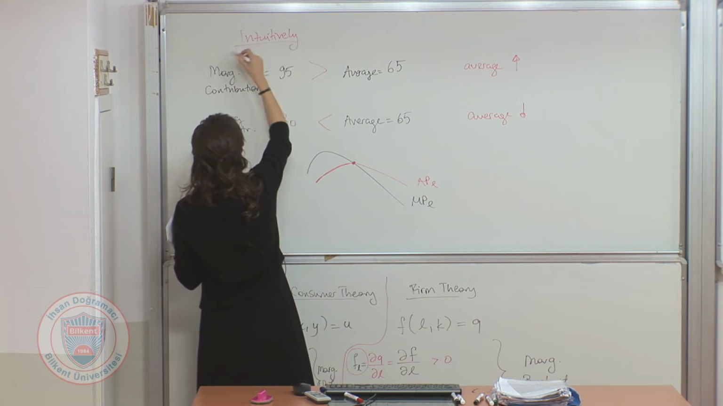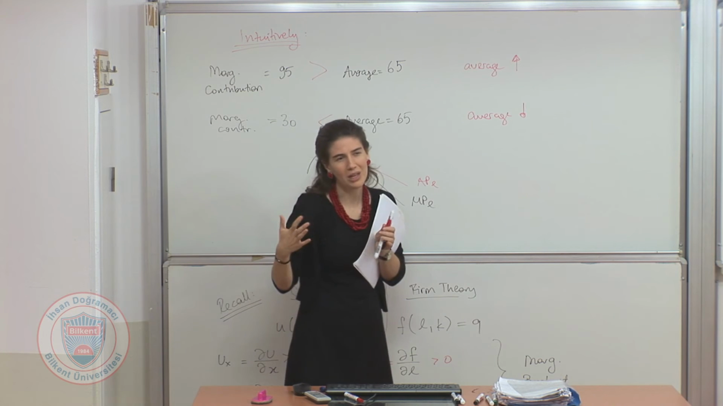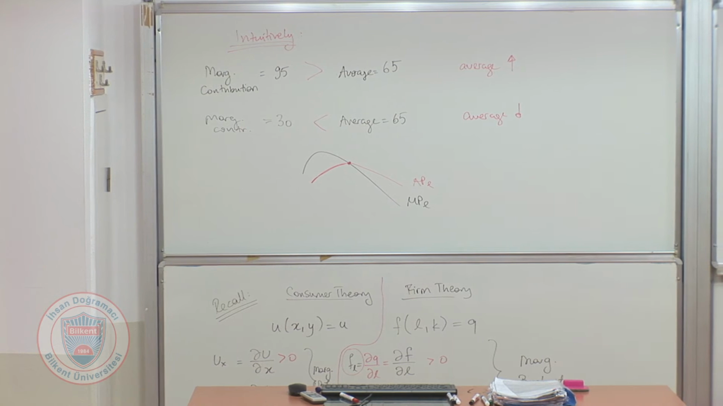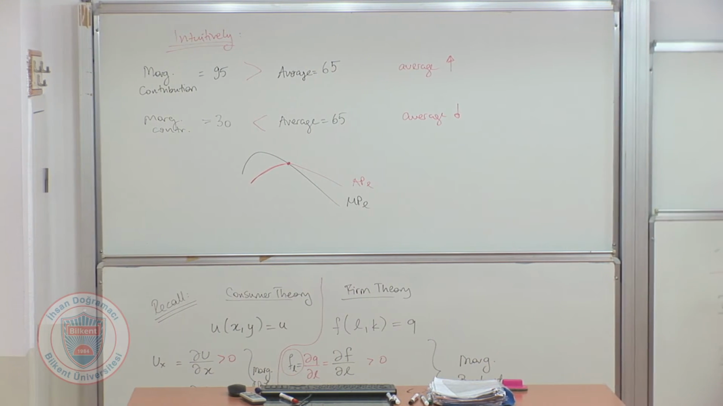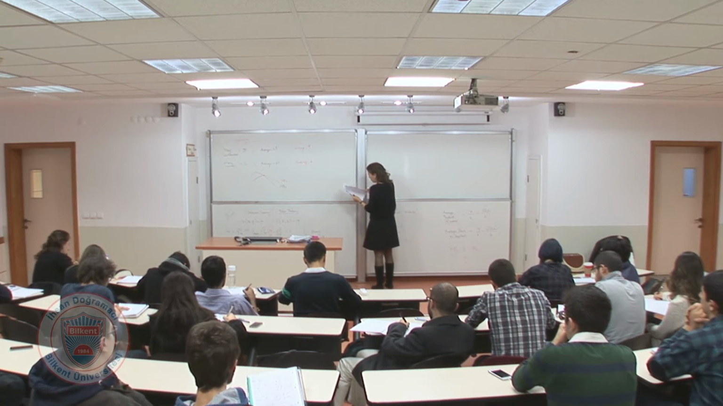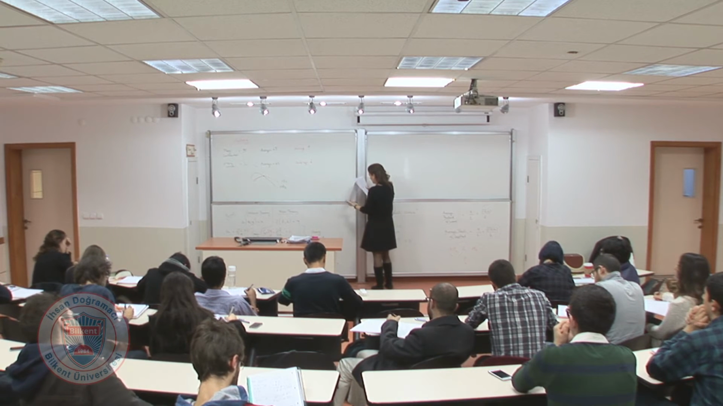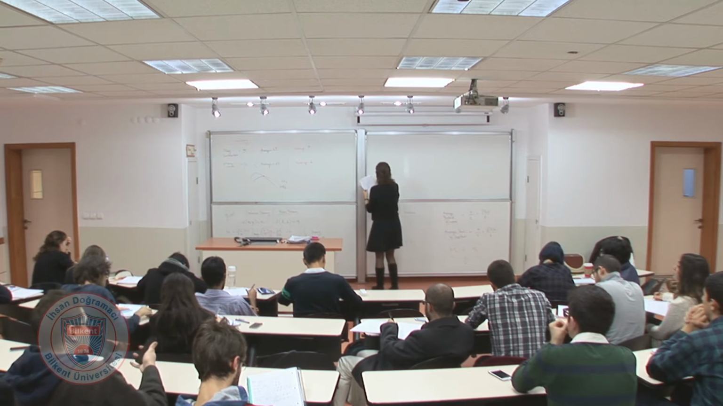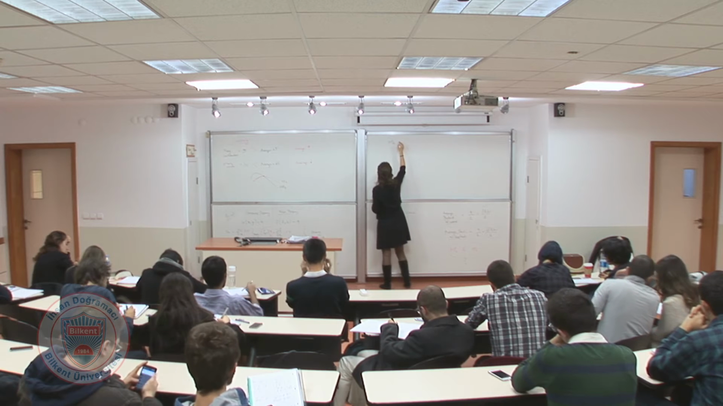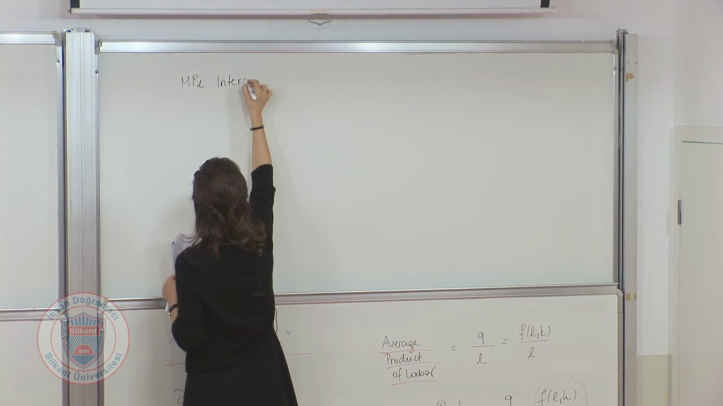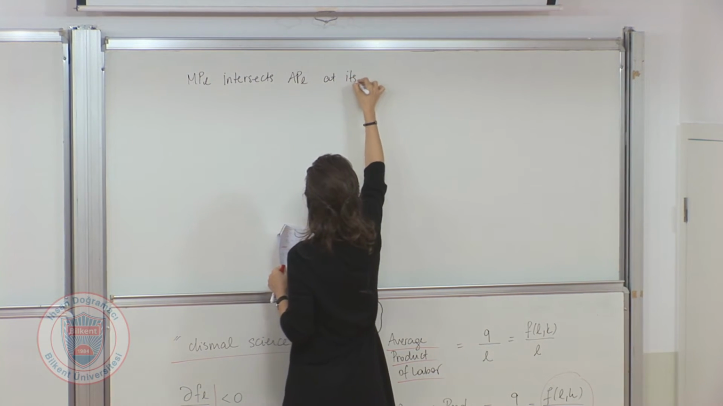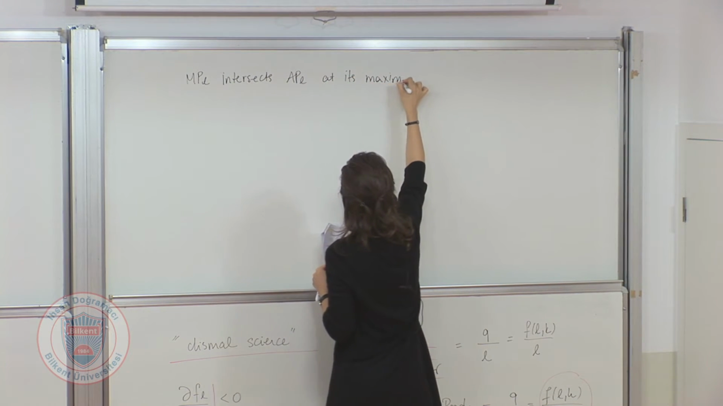But now you can tell your grandma that now you know calculus and better techniques to show this. So let's actually prove this, okay? All these facts. So this is our claim. We said that marginal product of labor intersects average product of labor at its maximum.